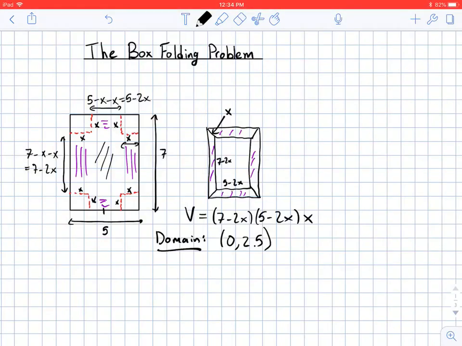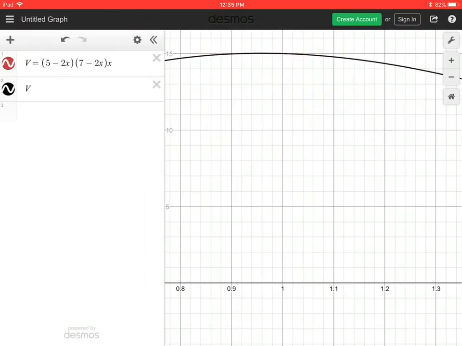Welcome back. In the previous video we looked at how to model the box folding problem, and we found that we could find the volume of the box using this formula, and we knew the domain had to be between 0 and 2.5. Now we switched over to Desmos, and there we go.